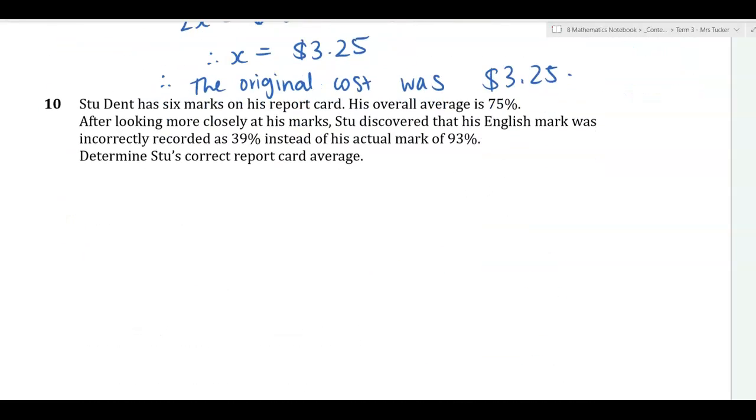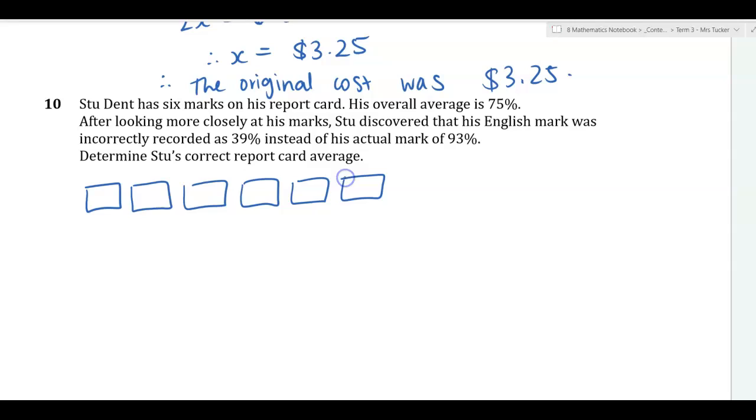Okay, last one. Stu has 6 marks on his report card. Yeah, good one. All right. So there are his 6 results, and the average was 75%. So remember, average is when we add all of those up, and then we do what? Divide by 6, and that equaled 75%.